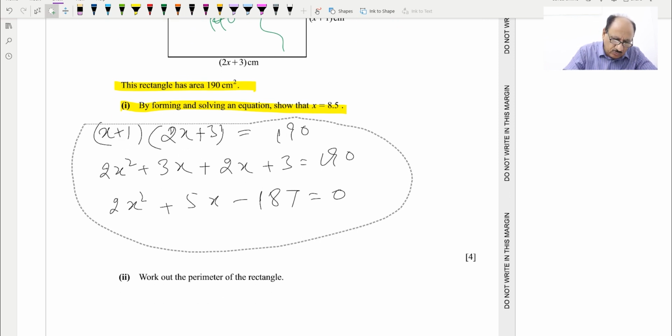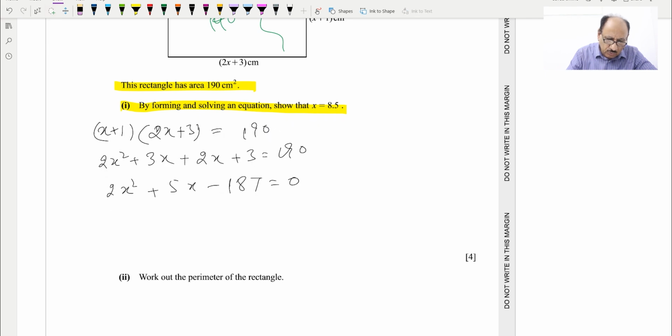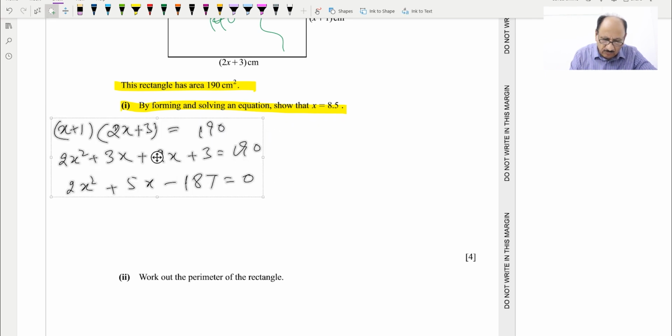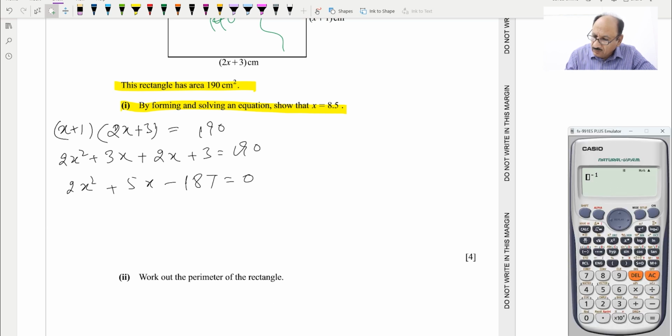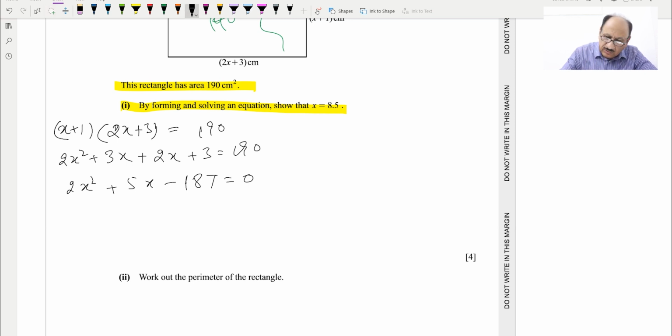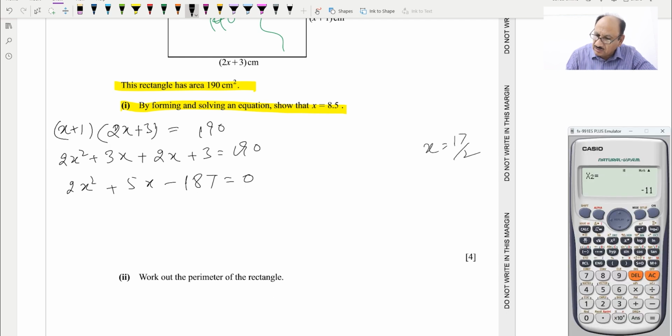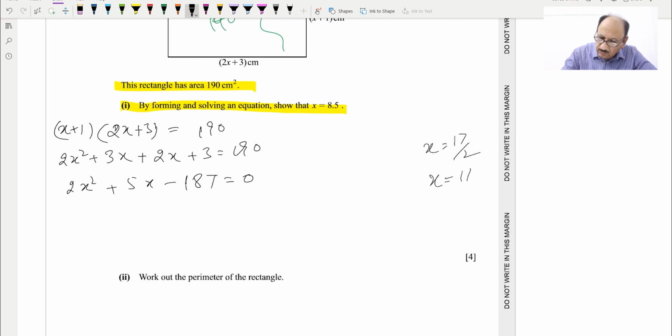To factorize this, we can use even the calculator also, but we need to show working everything because this is a 4-mark question. But we can use mode 5, 3, and the coefficient of x square is 2, then 5, and then minus 187, and this is giving us x is equal to 17 by 2, and the second number which we are getting is minus 11.